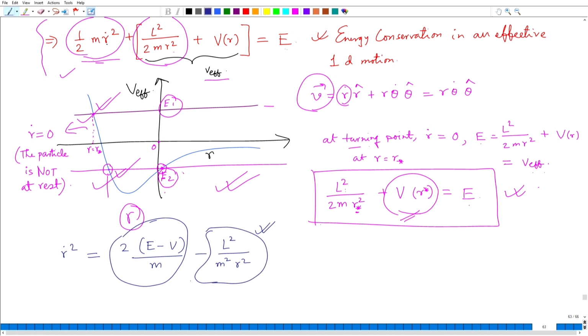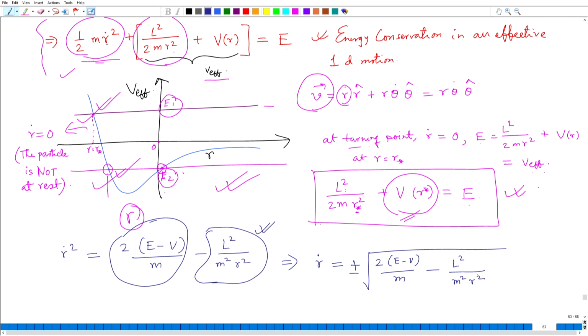Okay. Now, I can also write r dot is equal to plus minus root over 2 times E minus V by m minus L square by m square r square. Maybe at this point I do not want to confuse much, already there will be other points where calculations are pretty difficult. So, L square by m square r square.